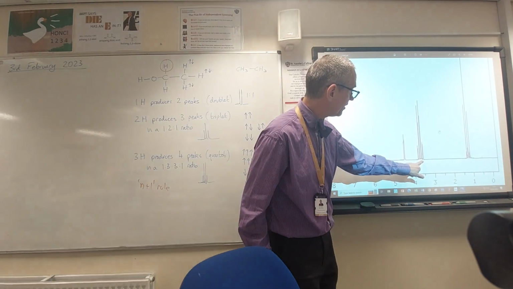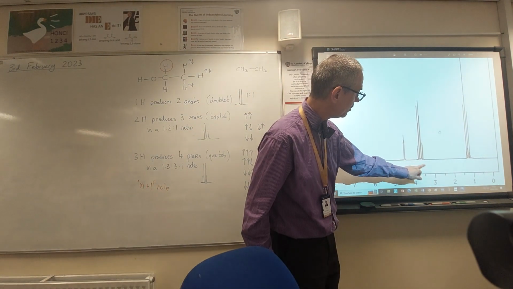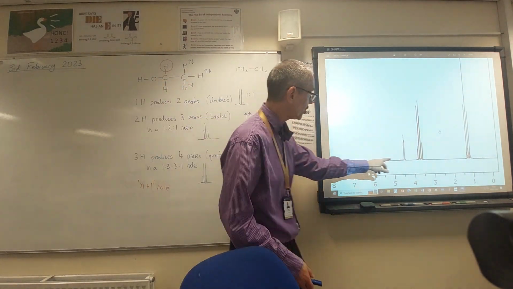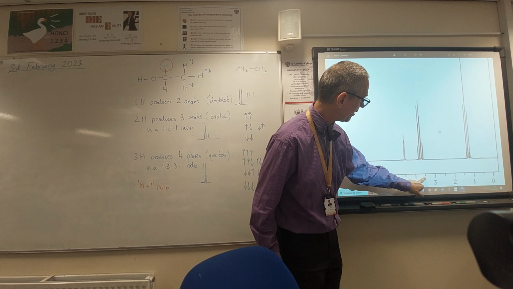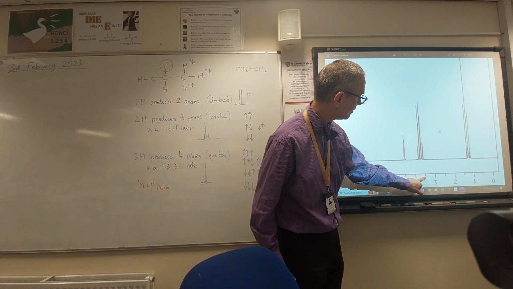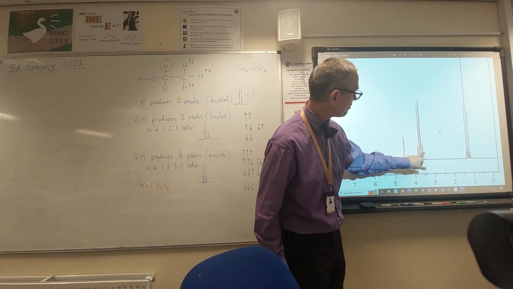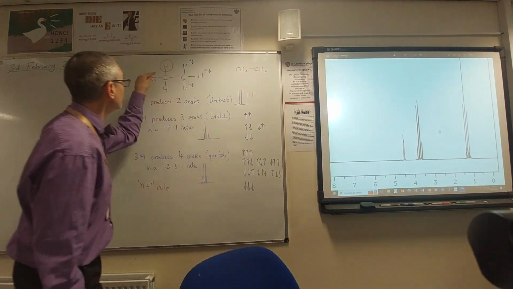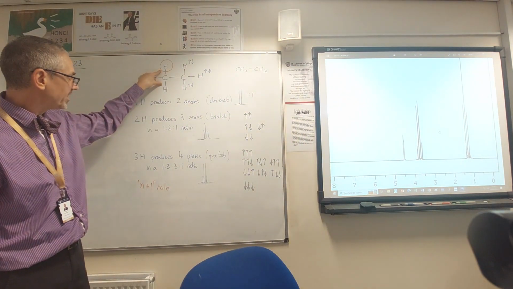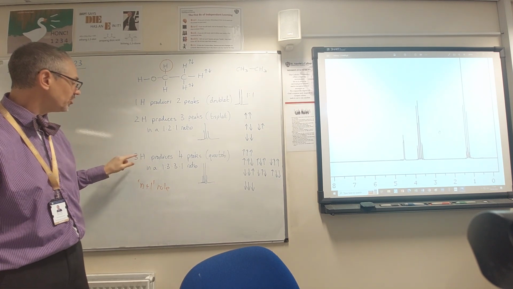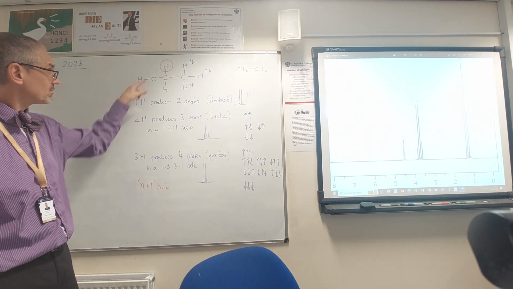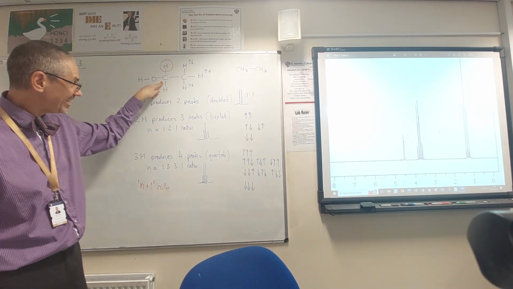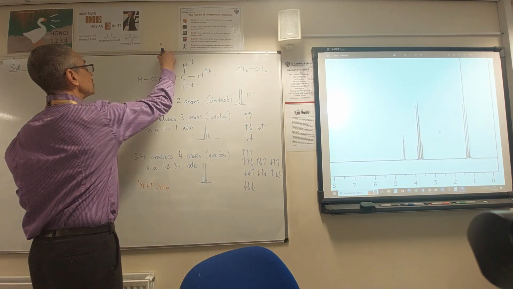If we jump to here then, so this is our CH2. We know it's the CH2 because the CH2 is next to the oxygen, and that's shifted to the left to about 3.5, 3.6 there. And if we look at the pattern there, it's split into a quartet. So the CH2 is split into a quartet because it's next to 3 hydrogens.